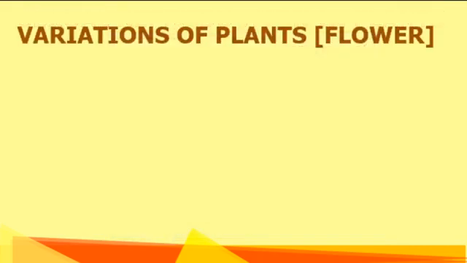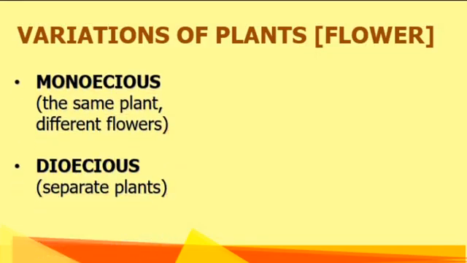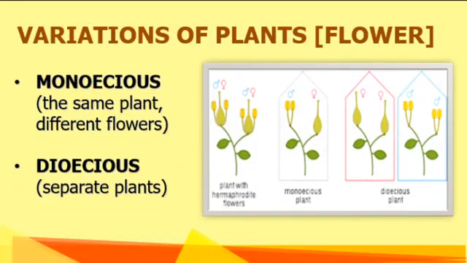Now, for the variation of plants, especially in the flowers, we have monoecious plants. So it means that it's the same plant, but it has different flowers, having different male and female parts, as you can see over here. And we also have the dioecious plants. So it has separate plants for the female and male parts. We also have the hermaphrodite plants, which have hermaphrodite flowers, which means that in the same flower, you can find the male and female parts, just like what you saw in the pictures previously, the hibiscus plant.